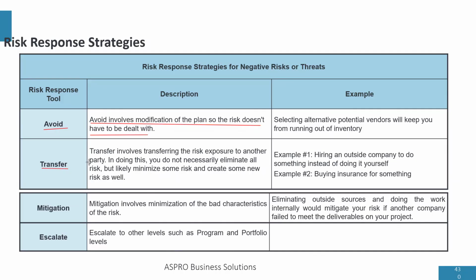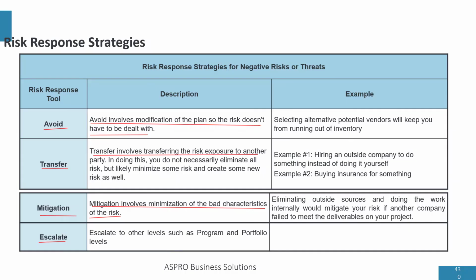Transfer means you transfer the risk to a third party, like insurance or another company that can handle your risk. Mitigation is minimizing the bad characteristics of risk, right? And then escalate. If a project has a risk that is not only affecting that project, but several projects in the program or portfolio, then that risk should be managed at a higher level, at a more appropriate level, right? And that's what we're saying.